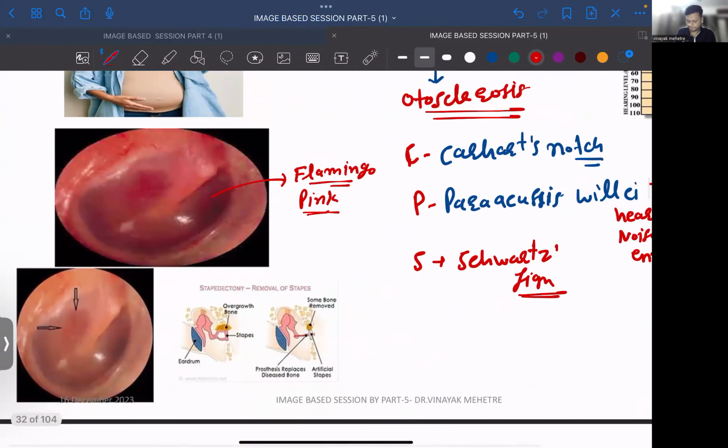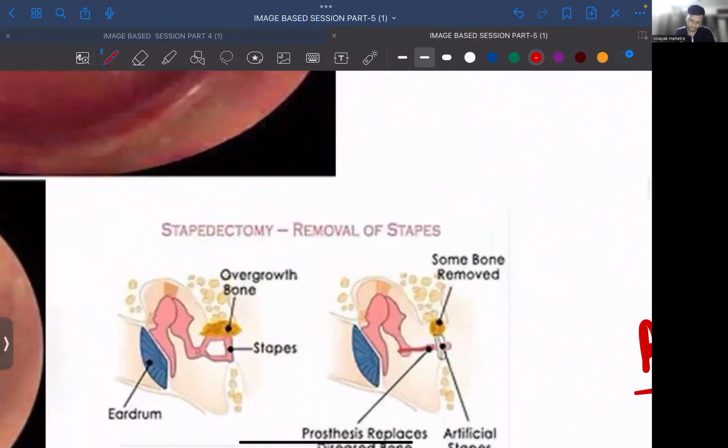Treatment. Treatment is stapedectomy. Why will we remove the stapes? Reason being the otosclerosis is going to happen on the footplate of stapes. Okay, on the foot process of stapes. So we will remove the stapes, and put a small prosthesis inside to act as a stapes bone. Okay, इसी को बोलते हैं stapedectomy.